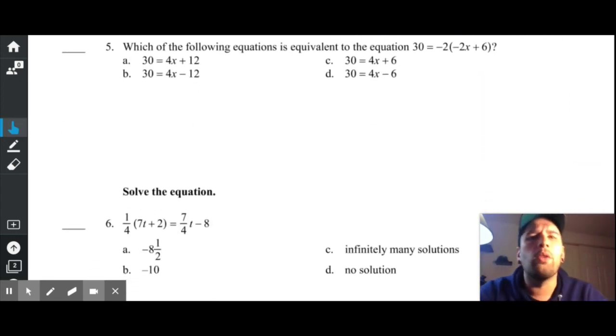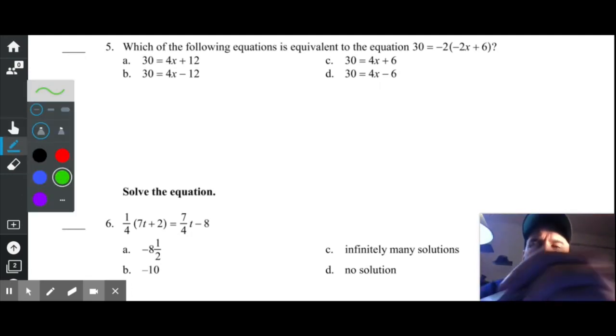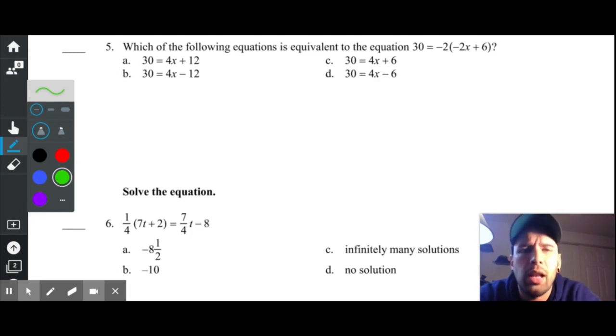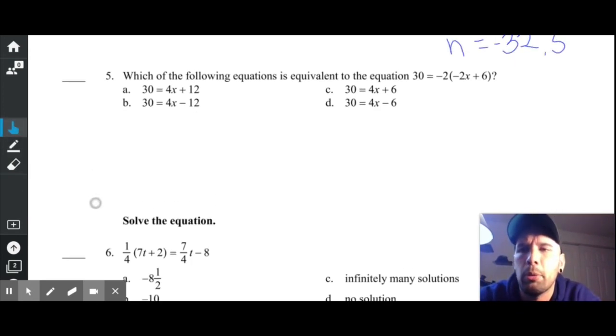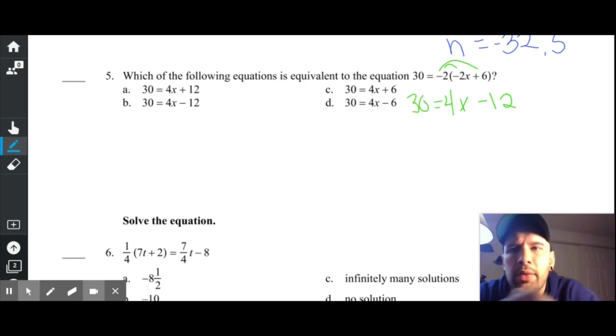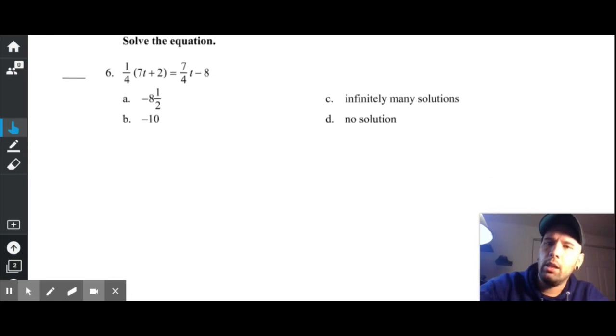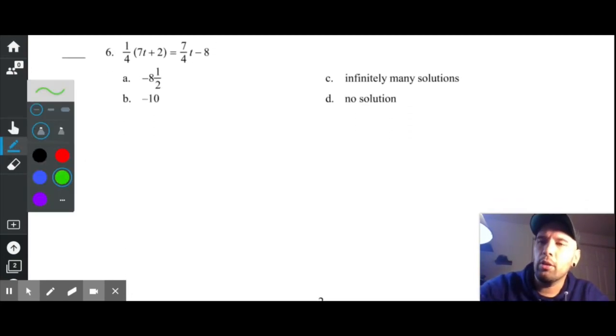Which of the following is equivalent to that equation right there? Before I even attempt the problem, I'm just going to look at my possible answers. And it looks like I don't have to do anything on the left side. All I have to do is distribute and go for it. So negative 2 times negative 2x is 4x. Negative 2 times positive 6 is negative 12. 30 is going to equal that. And that's B. Simple enough. All right. And you're not going to be simple, this guy right here. So let's get started on it.